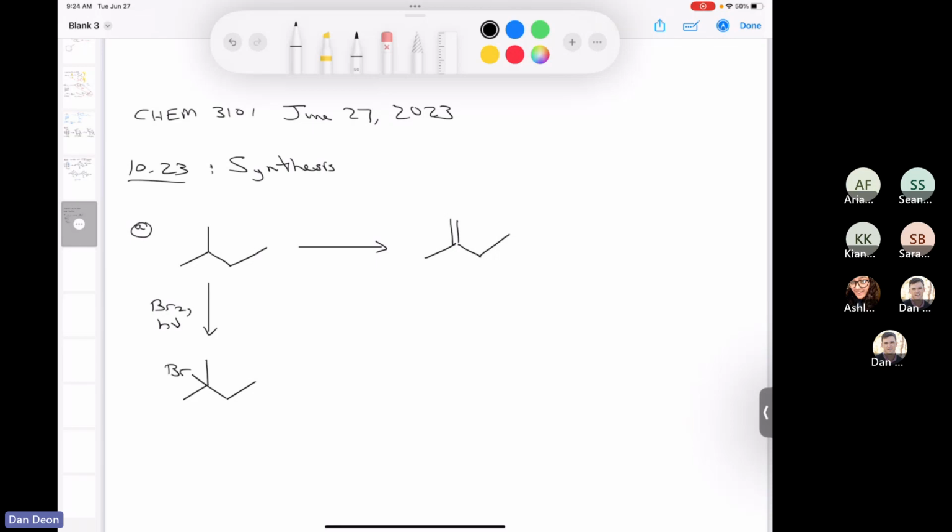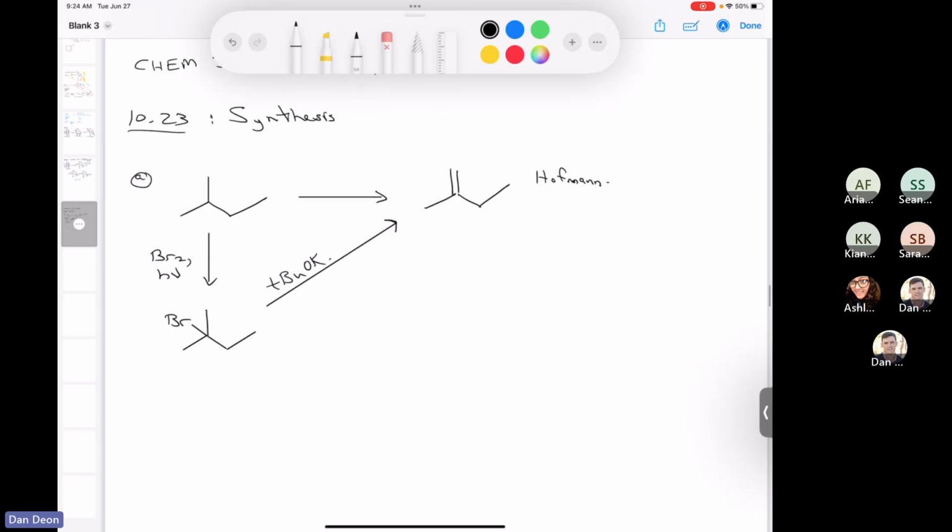Now, if we want to make the Zaitsev alkene, would we want to use an unhindered base or a hindered base? Could anybody help me out with that? Would I want to use a hindered base or an unhindered base? Exactly. Thanks, Sarah. I want to use a hindered base. So I'd use something like potassium t-butoxide, like that. Okay, so pretty straightforward problem.